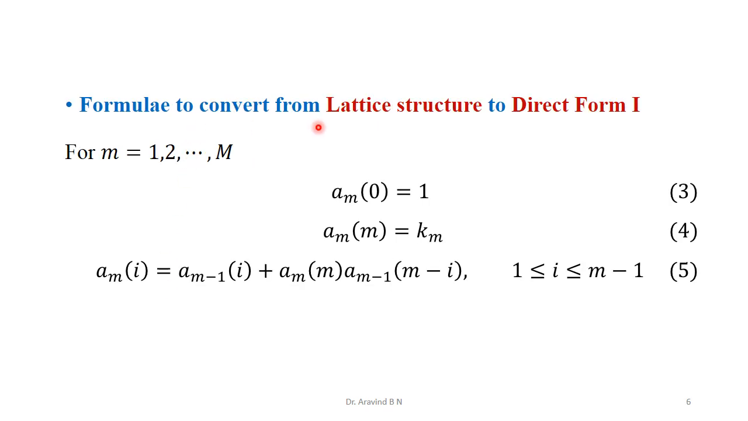This is the formula to convert from lattice structure to the direct form 1. In this case, you must remember that m will take the values starting from minimum towards the maximum. So be careful while making the solution. In the case of lattice structure to direct form 1, the m value will always start from minimum towards the maximum. The minimum value is 1. And we have to make use of equations 3, 4 as well as 5 in order to obtain the values of the direct form 1.